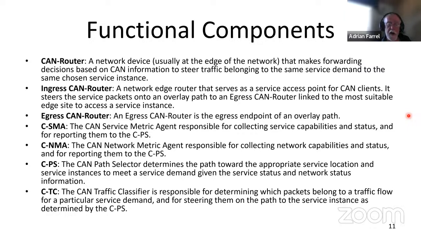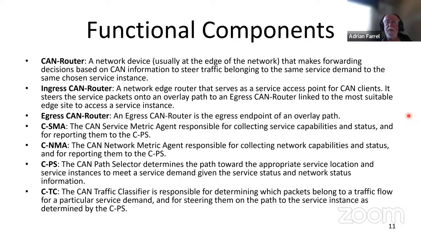And then the traffic classifier sits there at the ingress CAN router, and it looks at the packets that are coming in from the clients, filters which packets belong to which traffic flow for which service demand, and then steers all of those to the same service instance along the same overlay path as selected by the path selector. Why do all the packets for the same flow have to go the same way to the same service instance? Well, it would be a bit embarrassing if you were trying to do a computation on a big lump of data, and some of the data went to one service instance and some went to a different service instance. Clearly, they've all got to go to the same place for the same service request.